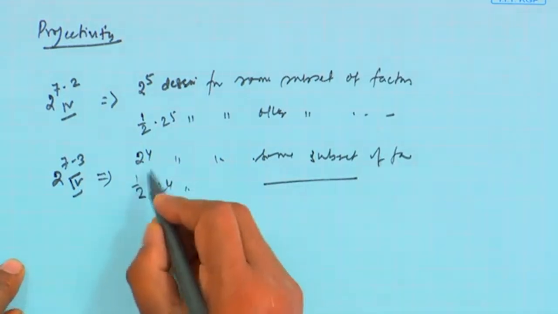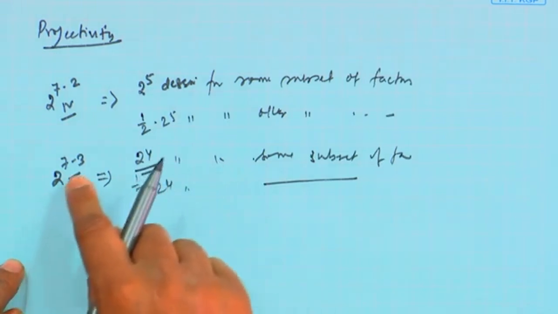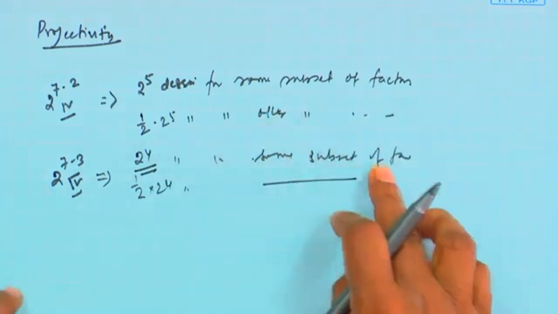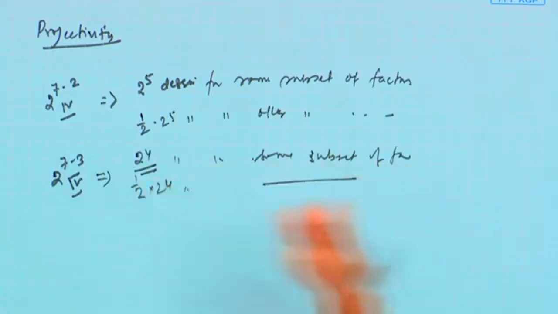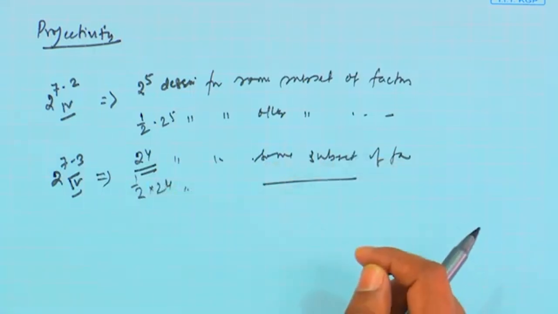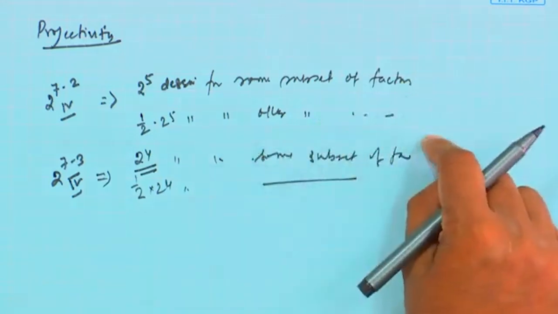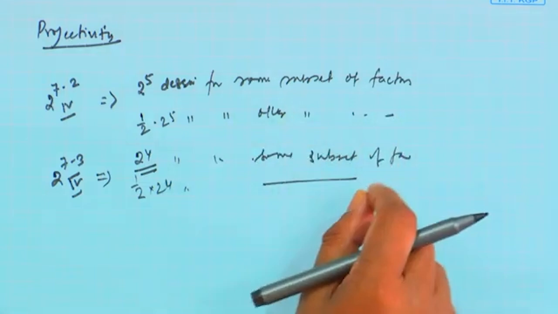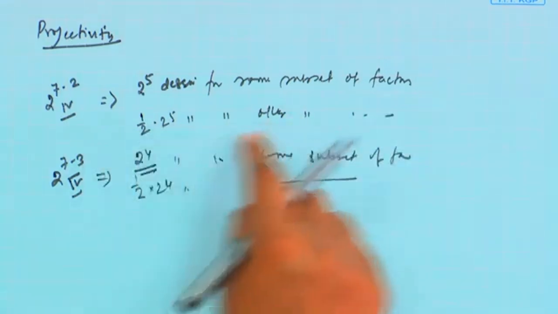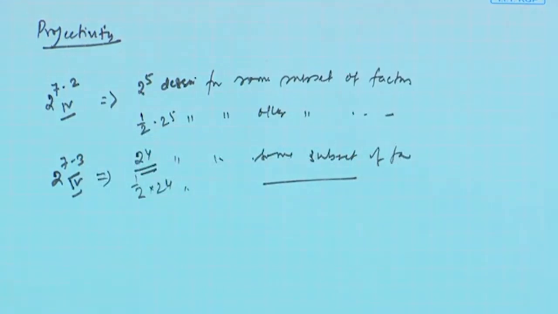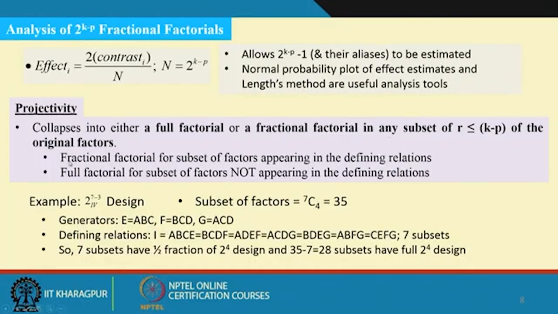So, there are two kinds of subsets: some will get the full factorial, and some will have the fractional of that factorial design. The subset of factors comprising the defining relation will not get the full factorial, they will get the fractional one. And the other subsets which are not in the defining relation will have the full factorial. So, it collapses into either a full factorial or a fractional factorial: fractional factorial for a subset of factors appearing in the defining relation, and full factorial for a subset of factors not appearing in the defining relation.